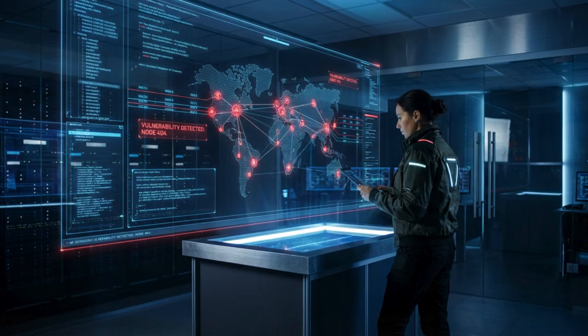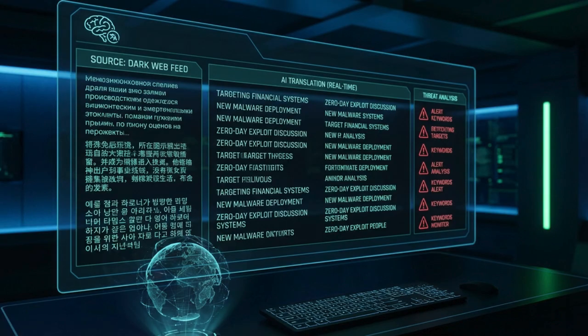Next is translation. Cybersecurity is global. Attackers talk in Russian, Chinese, and Korean on the dark web. AI tools provide real-time translation of threat feeds so you can read what the hackers are planning before they attack.